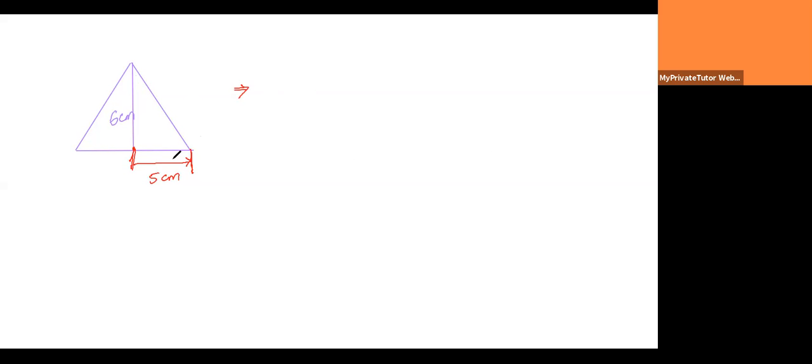Okay, yeah. See, good that you guys are able to find this. Half of the length is the base, 5 centimeters, so total becomes 10 centimeters. So obviously 10 times 6 divided by 2. Very nice, guys. 30 square centimeters.